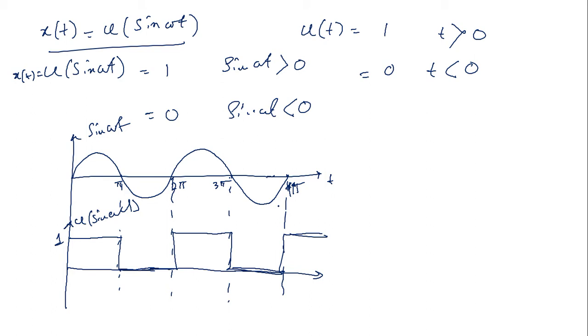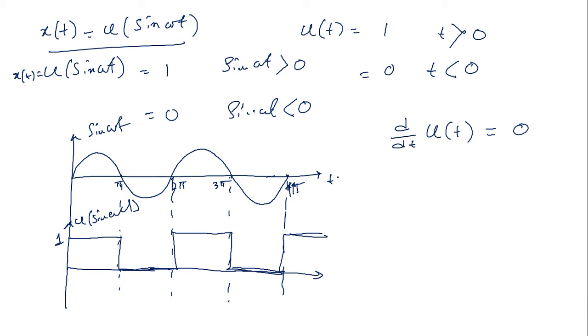Now I can show you the differentiation that I have told you earlier also. If I differentiate u of t, what will happen? The differentiation of u of t, which is a constant 1 for t greater than 0. If I differentiate 1, a constant number, then the outcome is 0.